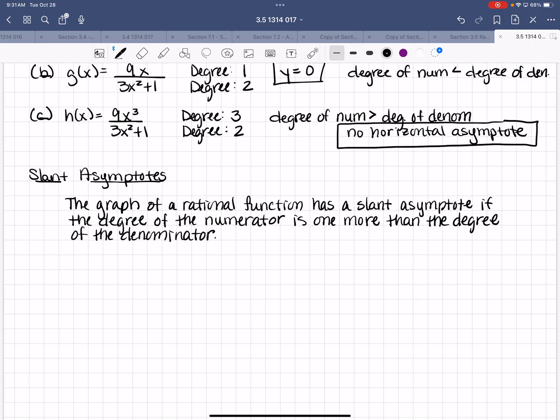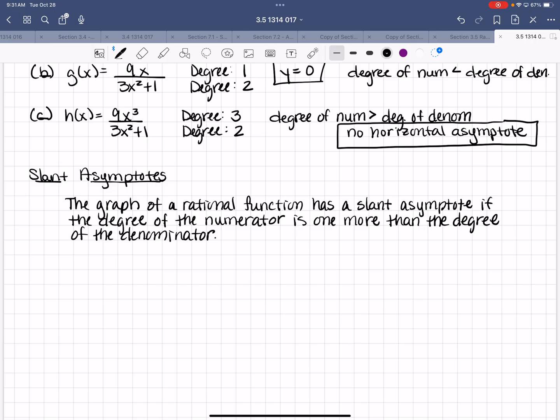Okay, 1 more. Just 1 more. Can't be 2 more. It's got to be 1 more. Okay? The degree of the numerator is 1 more than the degree of the denominator. So, guys, what that means is if we have a vertical asymptote, then we're not going to have a slant asymptote, okay? Because vertical asymptotes take care of if the numerator is less than or the numerator is equal to. And then you know we don't have a vertical if the numerator is greater, okay?